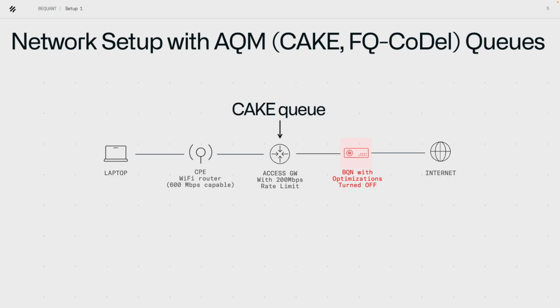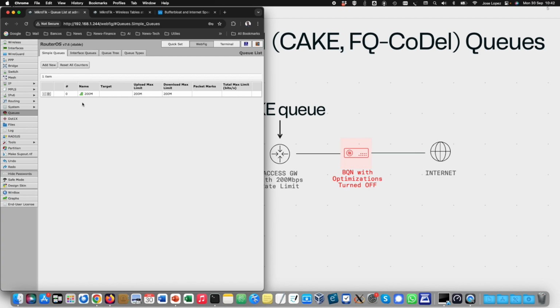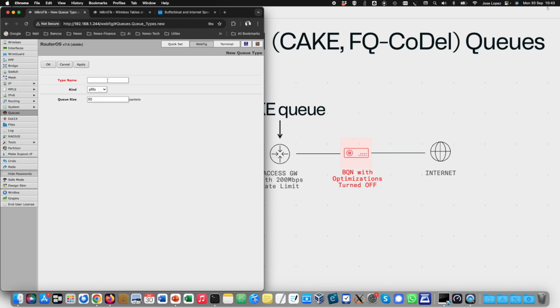So let's, in our case, use Cake queues in this MikroTik router. Cake is a little more advanced than FQ-CoDel. FQ-CoDel is more of a standard, but Cake uses more CPU. There are different advantages to both. So let's get here and select and build a new queue type.